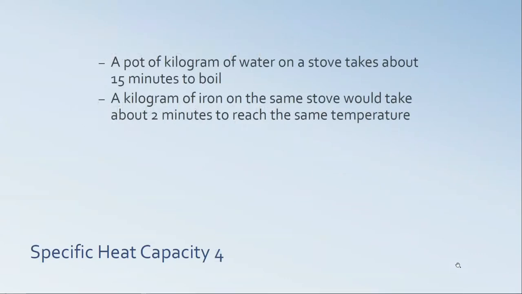And we can do a little thought experiment to talk about specific heat capacity. Let's say you had a kilogram of water and you put it in your big spaghetti pot and you put it on the stove. When you turn the burner on, it's going to take about 15 minutes for that water to absorb enough energy to reach its boiling point, 100 degrees Celsius. Now let's take a kilogram of iron, throw it in a pot, put it on the same stove. When we turn the burner on, it's only going to take about 2 minutes for the iron to reach 100 degrees Celsius. So much, much less time than the water.